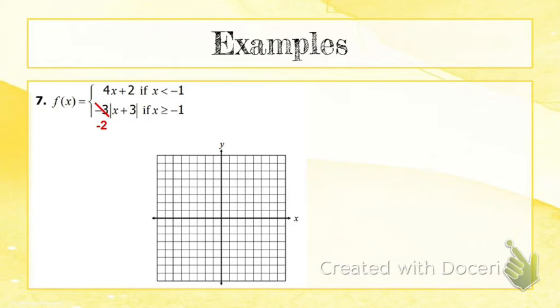So we're going to make this one the blue function. So y equals 4x plus 2. That's got a y-intercept of +2 and a slope of 4. So we will rise 4, run 1. And then we'll go the opposite direction. So our function here is going to go like this.